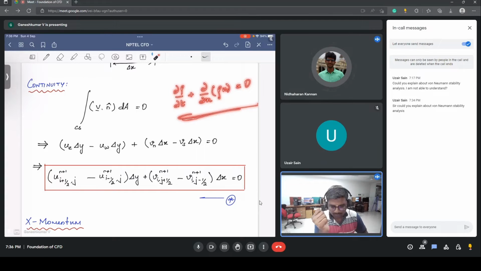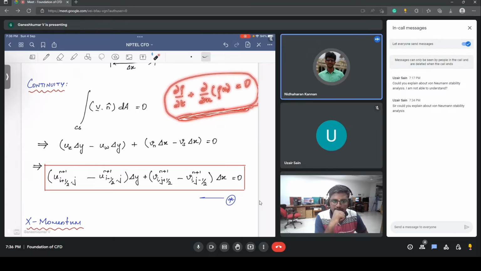Density doesn't vary, so what happens? It would be dou u by dou x equal to 0, right? The unsteady part is not there in the continuity equation for an incompressible flow. This is for incompressible flow, right? In compressible flow, density varies, so this whole term will be there.